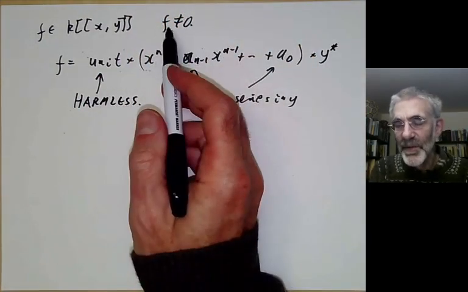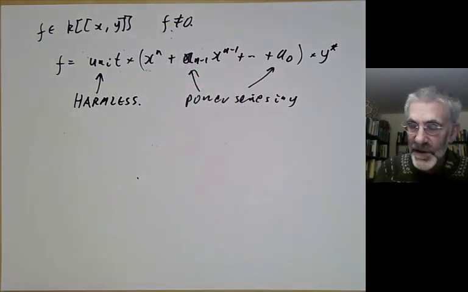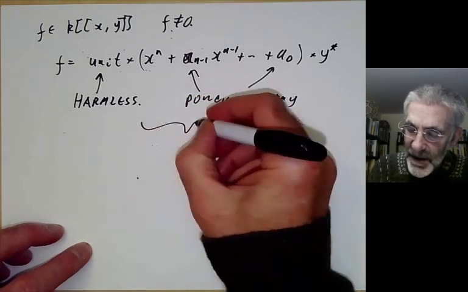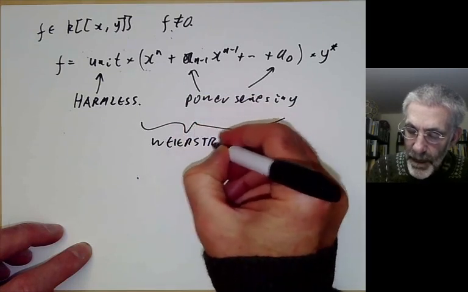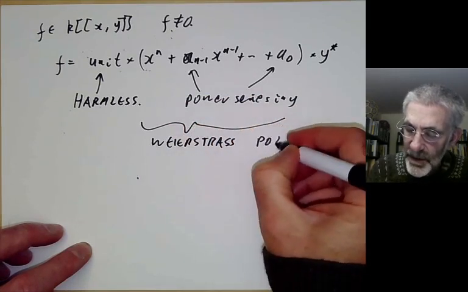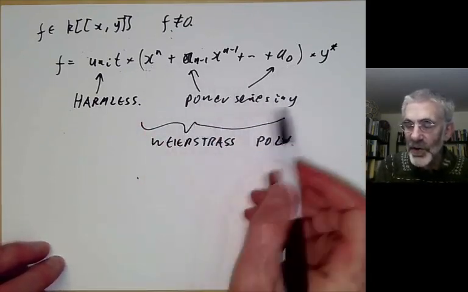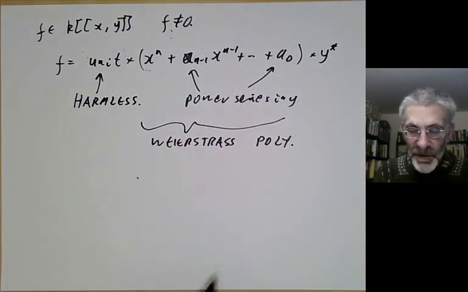If your power series f is 0, then there's obviously not much difficulty in dealing with it, so you don't need the Weierstrass preparation theorem. And this bit here is called a Weierstrass polynomial. So you see it looks like a polynomial in x, but it doesn't look like a polynomial in y. We've still got this infinite power series in y, but that's sort of good enough.